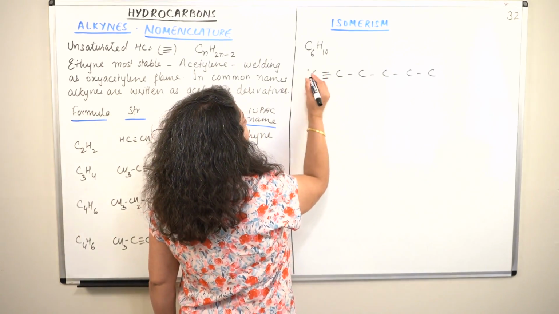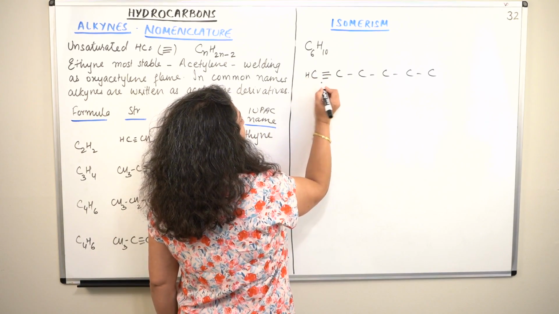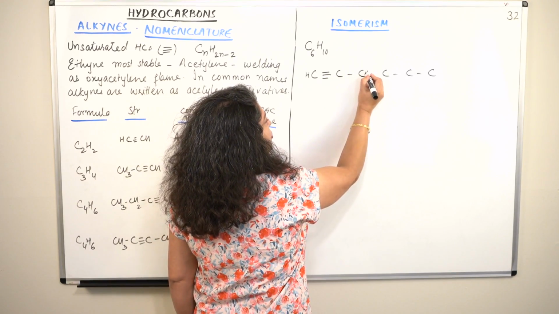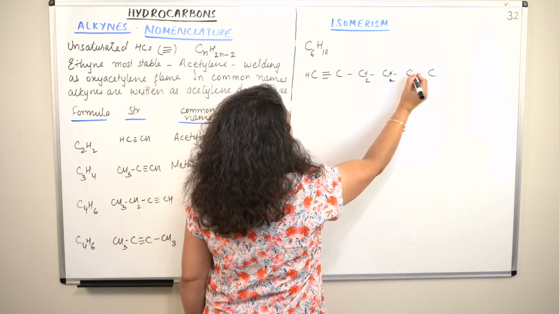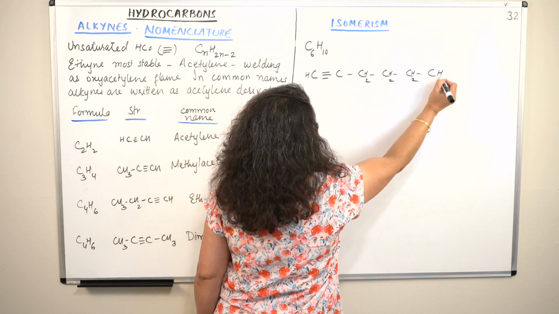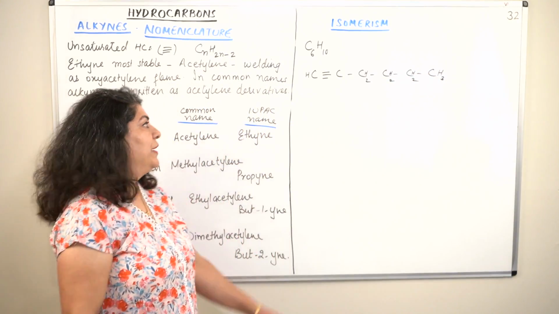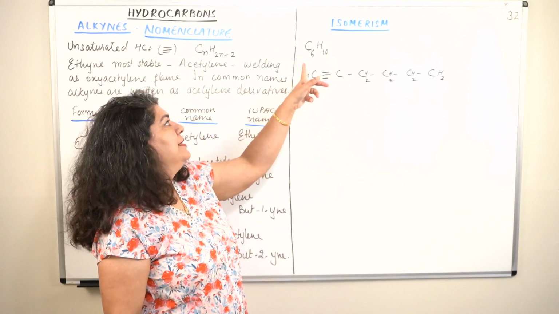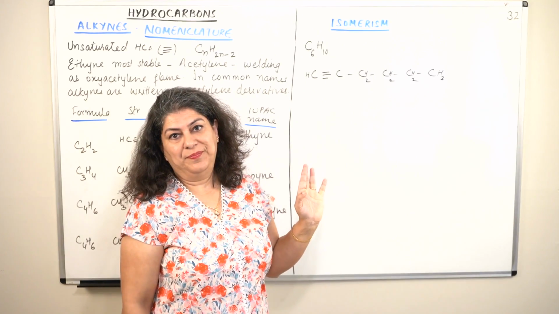So here there are 3 bonds already, so 1 hydrogen. This is forming 4 bonds, so it does not need hydrogen. 2 bonds, so 2 hydrogens, 2 bonds, 2 hydrogens, 2 bonds, 2 hydrogens, 1 bond, 3 hydrogens. Count the number of hydrogens: 3, 4, 5, 6, 7, 8, 9, 10. So you have C6H10, right?